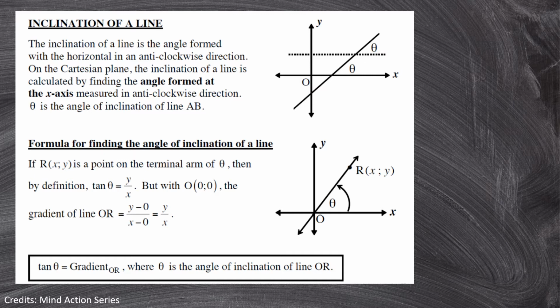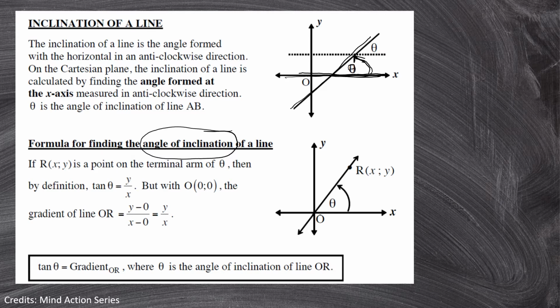Inclination of a line. You know that they can give you a line, and that line might form an angle with the x-axis in an anti-clockwise direction. So that angle that is formed between any line and the x-axis in an anti-clockwise direction is called the angle of inclination of that line.